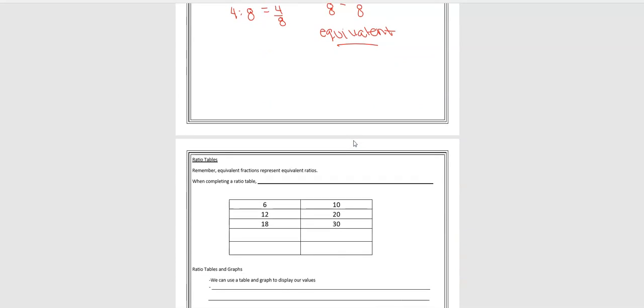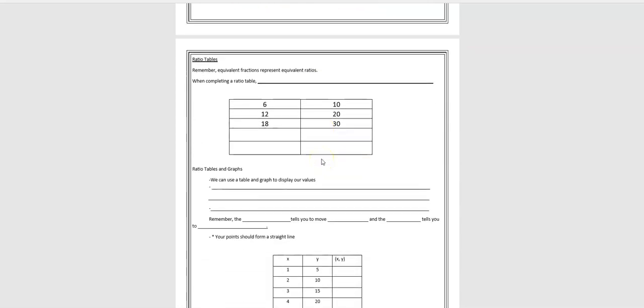So let's move on. Let's talk about ratio tables. Remember, we just discussed that equivalent fractions represent equivalent ratios. So when you are completing a ratio table, you have to increase each side of the table by the same number.